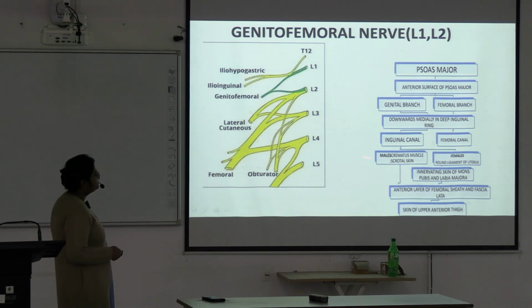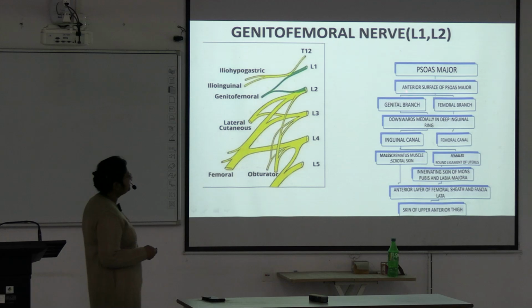So the genital branch passes through the inguinal canal. It is a part of the spermatic cord, and in males it supplies the cremasteric muscle and scrotal skin, anterior. And the femoral branch passes through the femoral canal and innervates this.